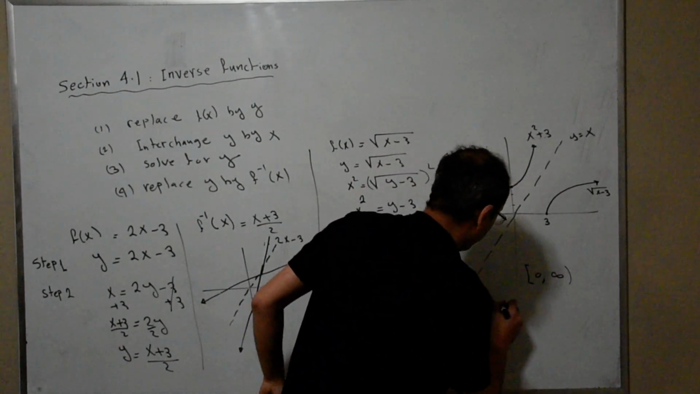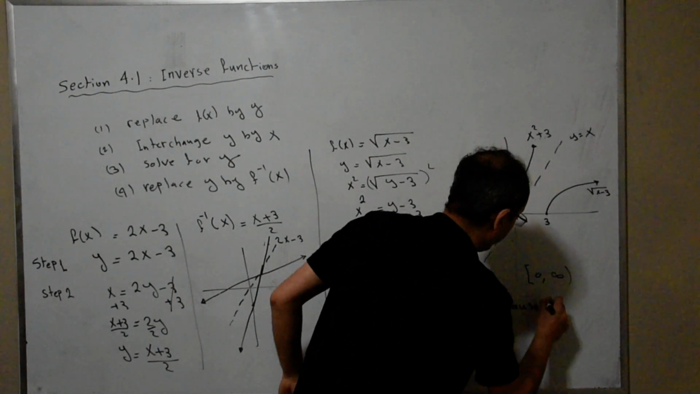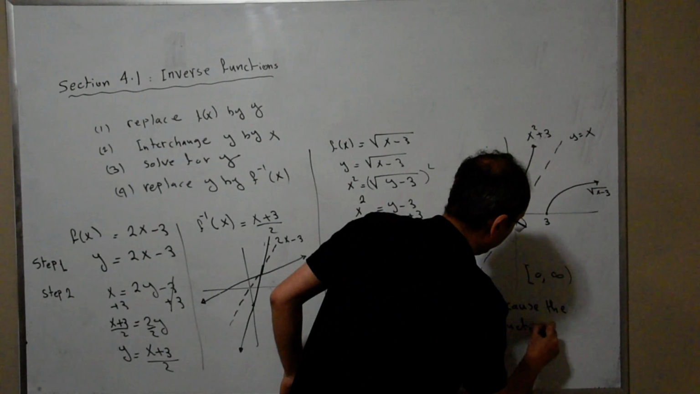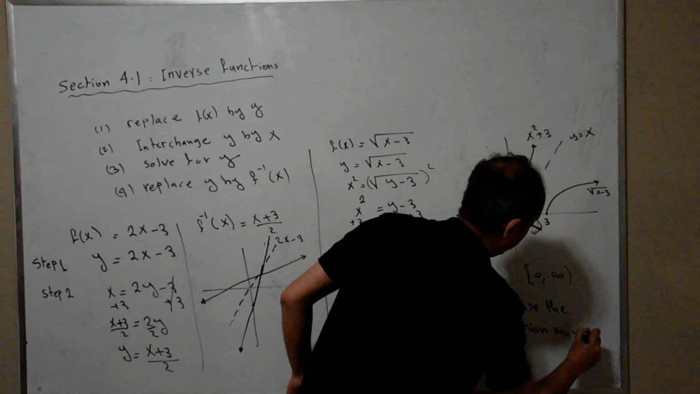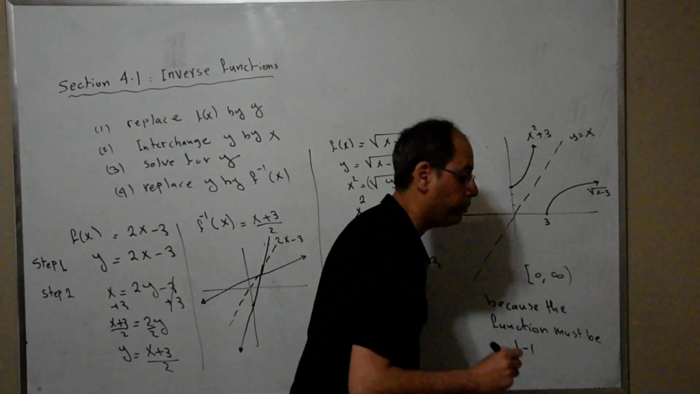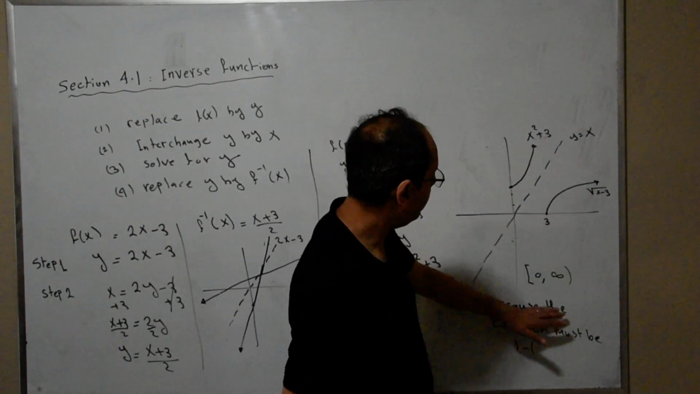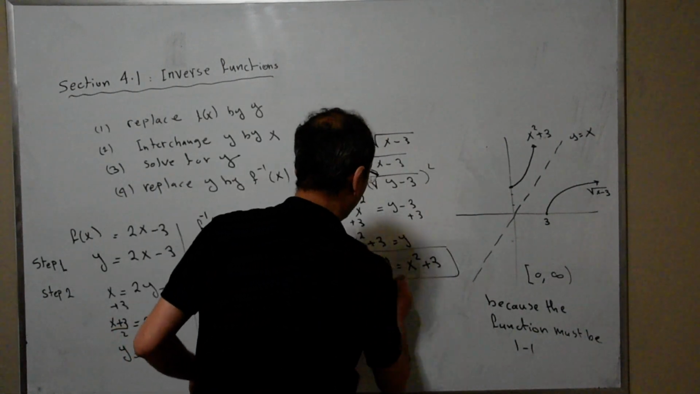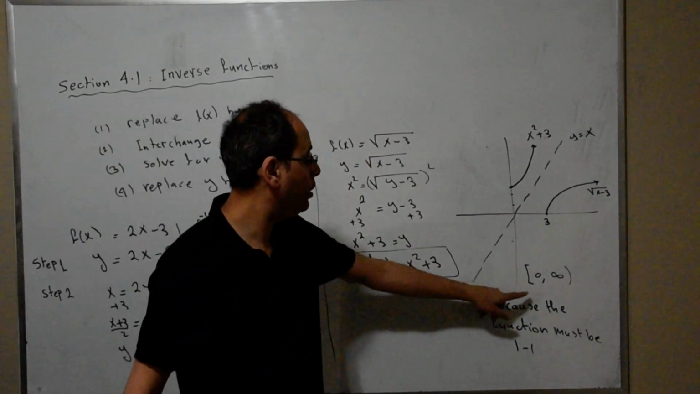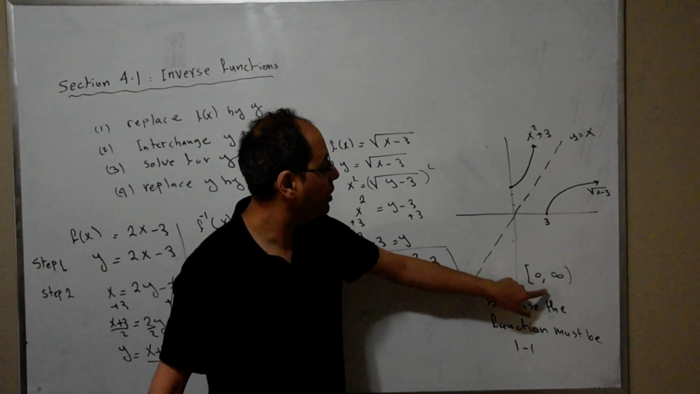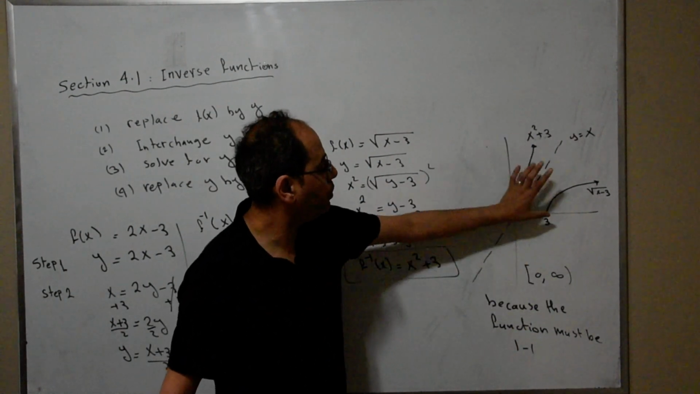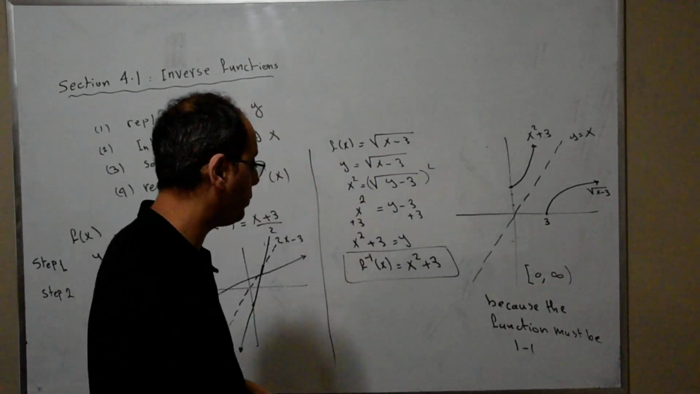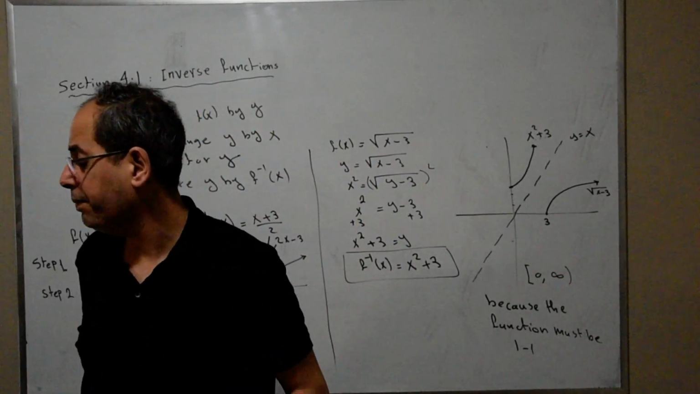Why? Because the function must be 1 to 1. Okay? And here is the domain, and here are the two functions. Therefore, the f inverse of x is x squared plus 3, where the domain is 0 to infinity. And we see how they reflect about y equals x. Let's get the last example for today.